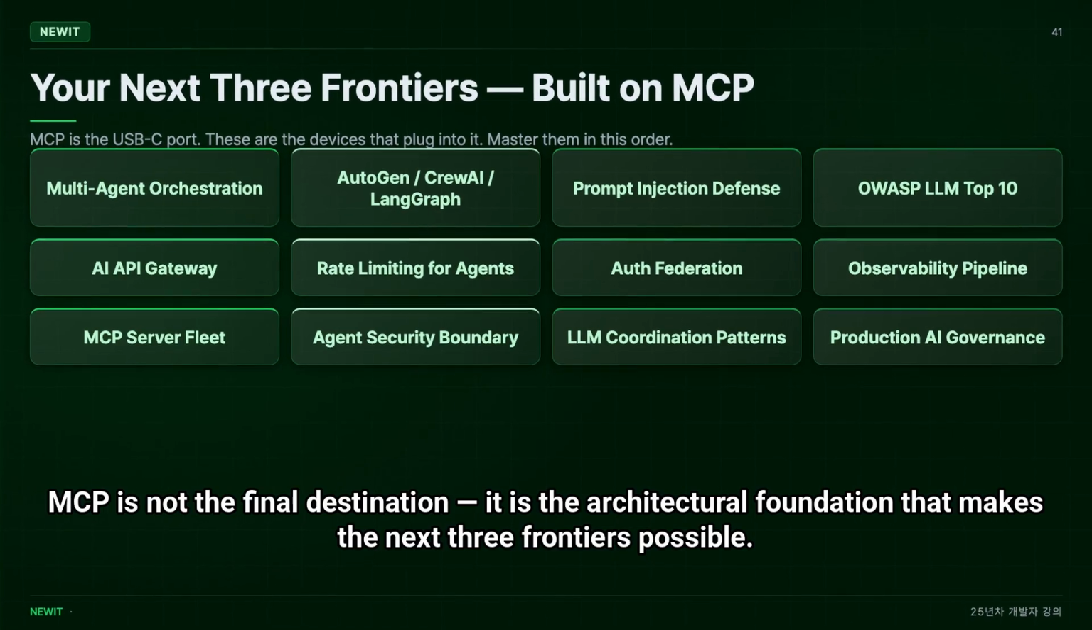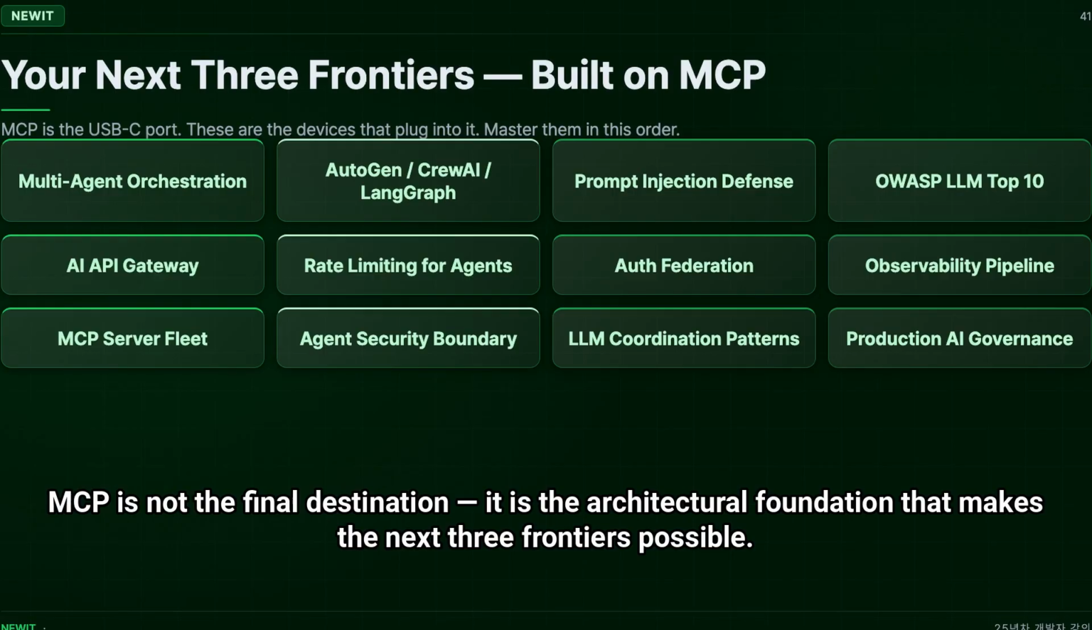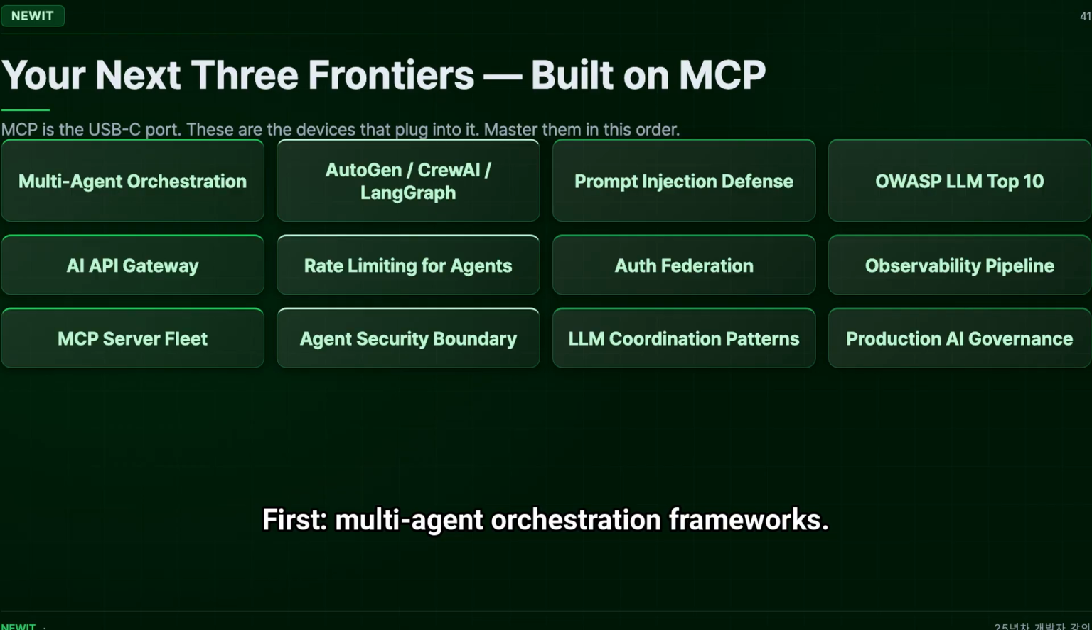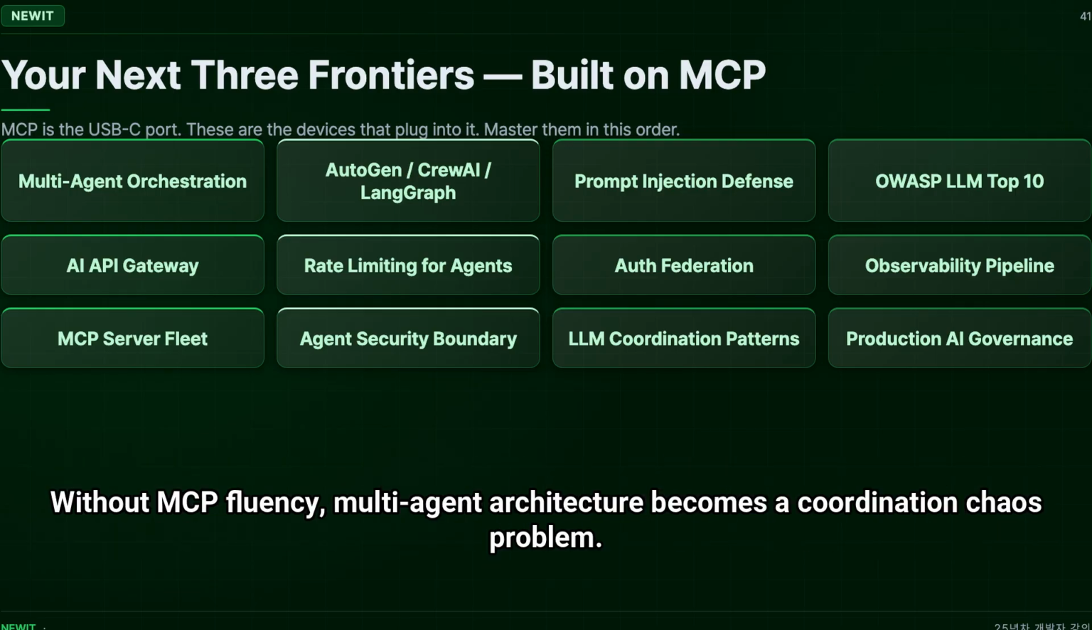MCP is not the final destination, it is the architectural foundation that makes the next 3 frontiers possible. Here's your study roadmap from here forward. Multi-agent orchestration frameworks. Now that you understand MCP as the standardized communication layer, the next logical domain is how multiple agents coordinate. AutoGen, CrewAI, and LangGraph all assume stable agent-to-tool contracts, which is exactly what MCP provides. Without MCP fluency, multi-agent architecture becomes a coordination chaos problem.